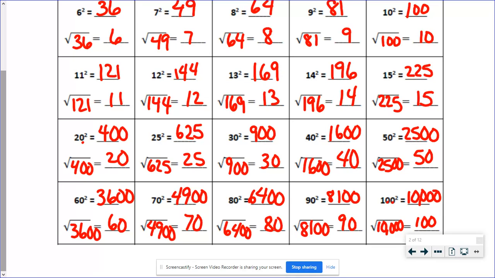This chart is going to be really helpful today if you are not as confident with some of those numbers, especially some of these bigger ones that you may not have been aware of those patterns. So you're going to want to keep that handy today when you're doing your work.